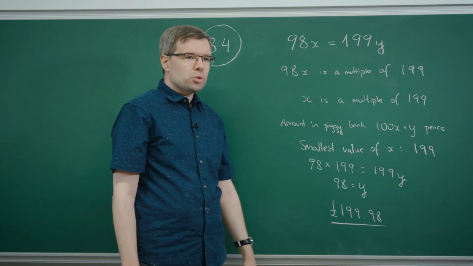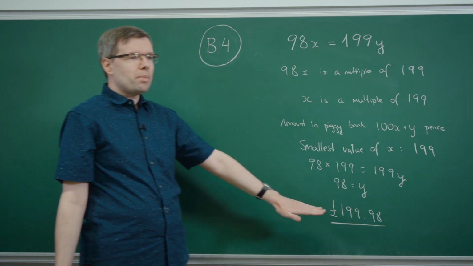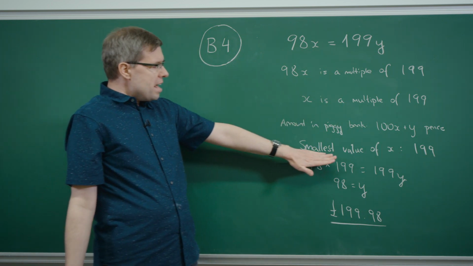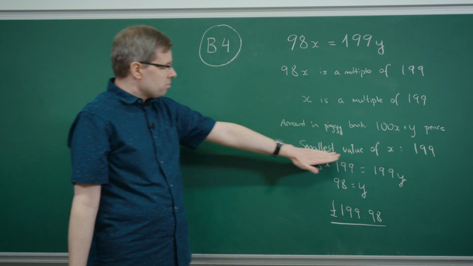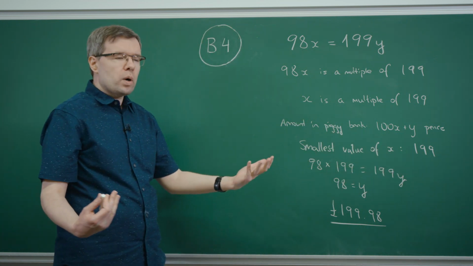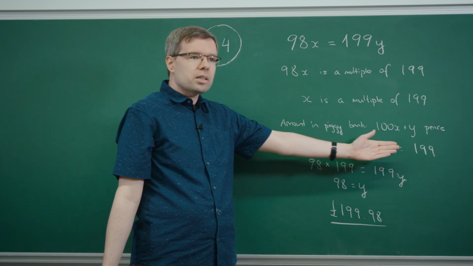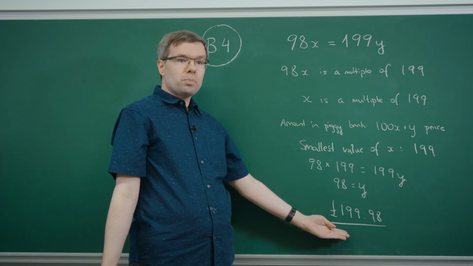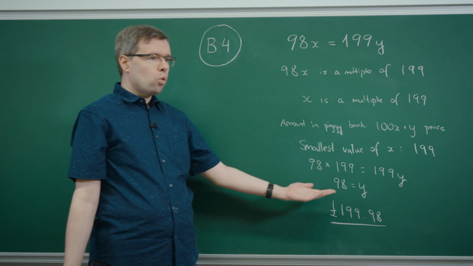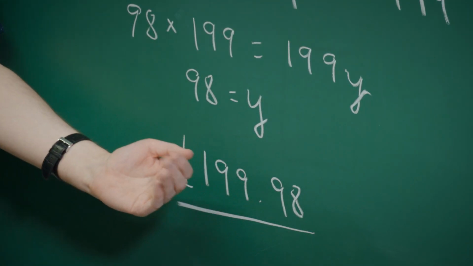To finish our argument, we need to double check that this is indeed the smallest amount of money we could have in our piggy bank. If we chose a different value of x, which would be larger than 199, we would have at least 200 pound coins in our piggy bank, which means we would have at least 200 pounds, which is more than the answer we found. Hence, 199 pounds 98 pence is the smallest amount of money we could have in our piggy bank.